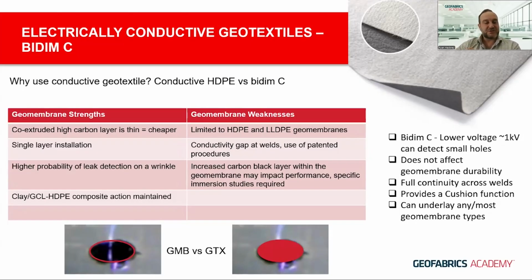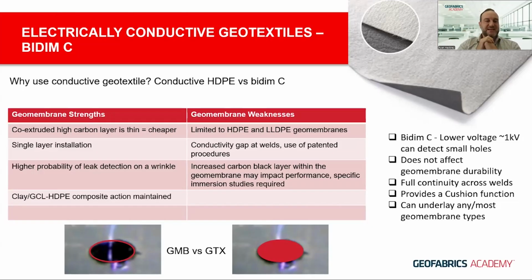So in addition to conductive geotextiles such as Bidim C, there's also conductive geomembranes themselves that can be used on their own. So it's as I've mentioned earlier, it's co-extruded as part of the geomembrane itself. So it's a thin carbon layer on the underside of the geomembrane. So it's typically cheaper than a conductive geotextile alternative, and it's a single layer installation. You've got higher probability of leak detection on a wrinkle because the conductive layer is part of the membrane itself.